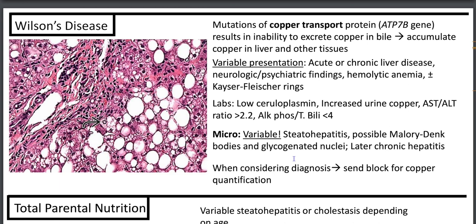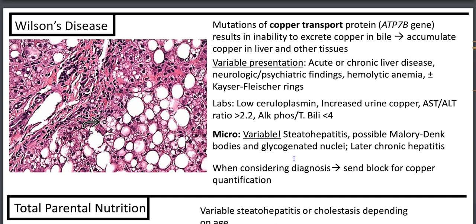Wilson's disease. This is mutation of copper transport protein, ATP7B gene, and that leads to the inability to excrete copper in bile. And so what's going to happen is you're going to accumulate copper in your hepatocytes and other cells in other tissues. Clinically, you can have acute or chronic liver disease. You can have that bronze diabetes with hypogonadism. You can have neurologic psychiatric findings, hemolytic anemia, plus or minus Kayser-Fleischer rings, which we've learned in med school. Serologically, you'll have low ceruloplasmin, increased urine copper, AST-ALT ratio greater than 2.2, and alk-phos to total bilirubin less than 4.